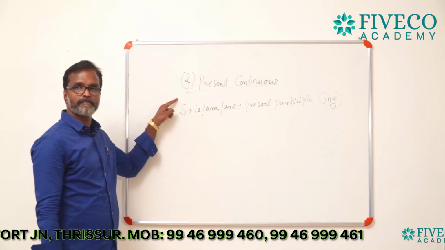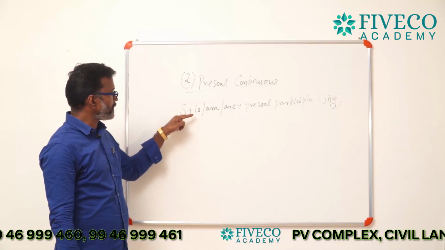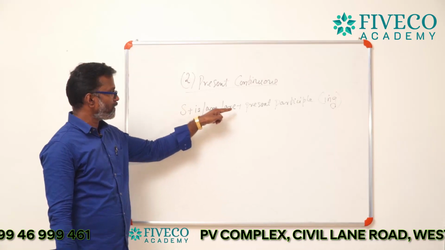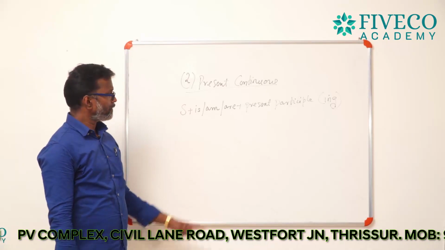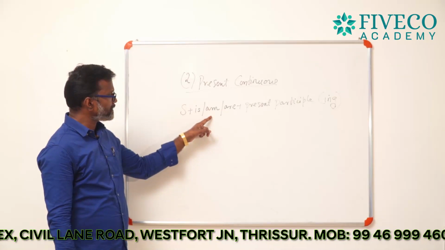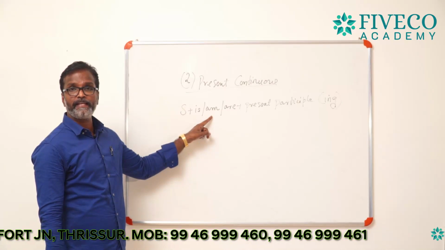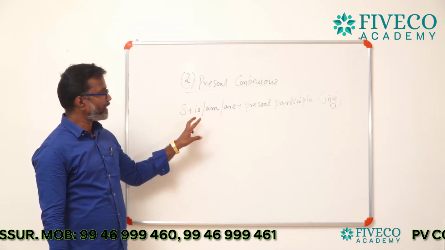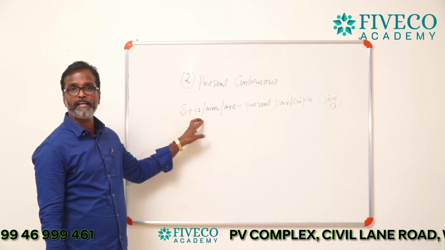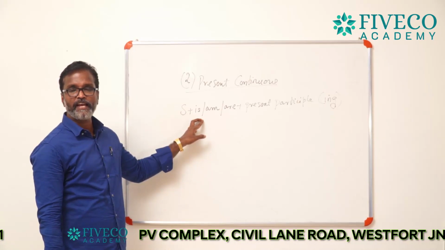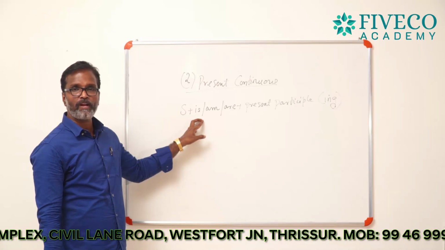Present continuous has a formula that is subject plus is or am or are plus present participle. Listen, where you can use is or am or are, I already explained in the previous class. They are auxiliary verbs, primary auxiliary verbs, which I already explained in the previous classes. And once more I shall explain.